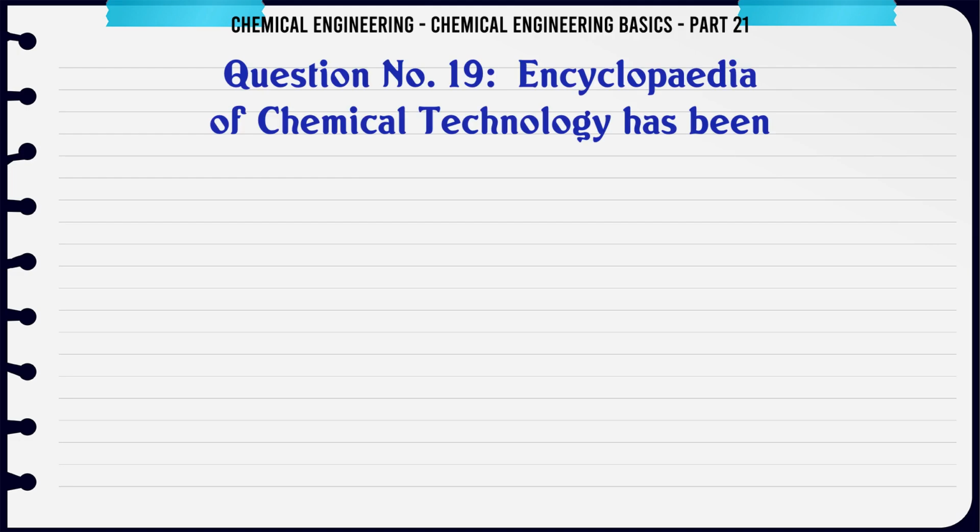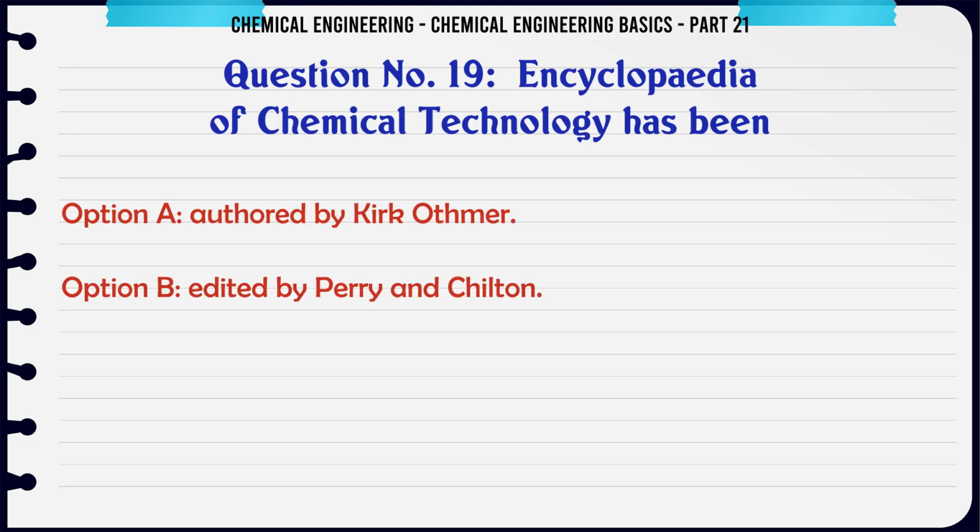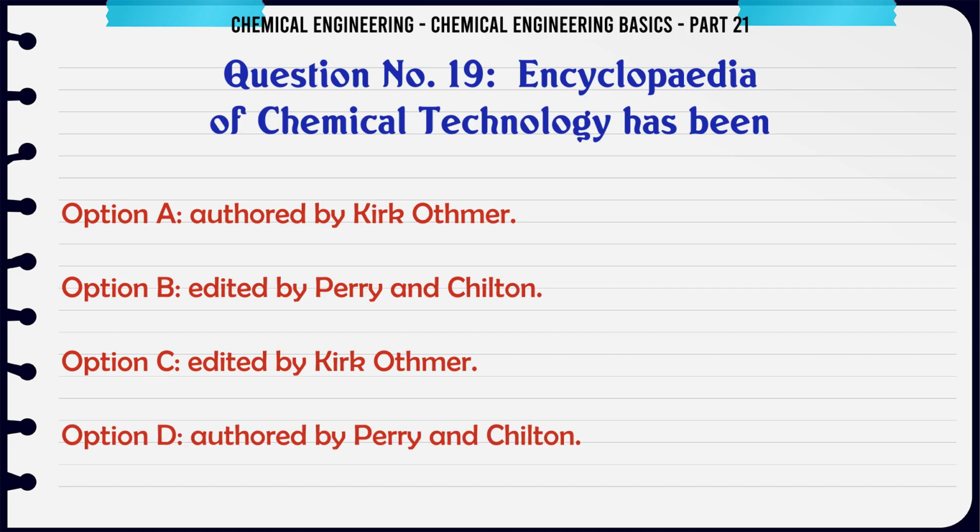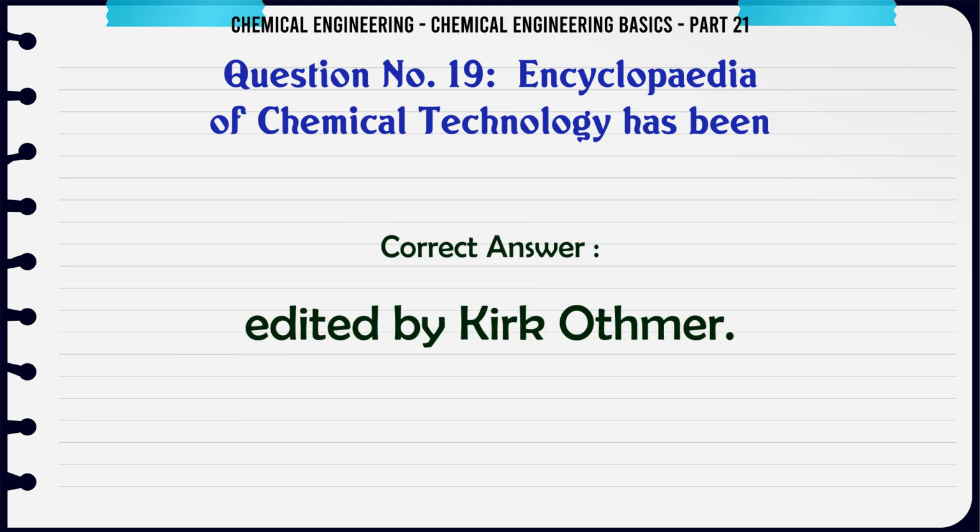Encyclopedia of Chemical Technology has been: A. authored by Kirk-Othmer, B. edited by Perry and Chilton, C. edited by Kirk-Othmer, D. authored by Perry and Chilton. The correct answer is edited by Kirk-Othmer.